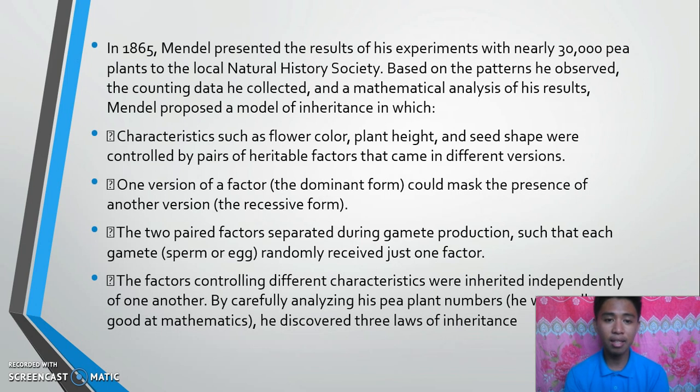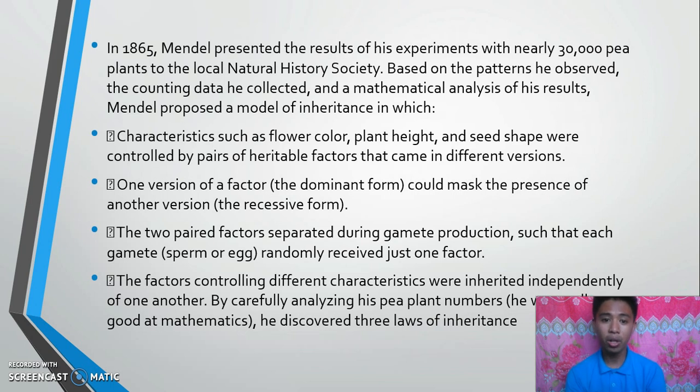In 1865, Mendel presented the results of his experiments with nearly 330,000 pea plants to the local Natural History Society, based on the patterns he observed, the counting data he collected, and a mathematical analysis of his results. Mendel proposed a model of inheritance in which characteristics such as flower color, plant height, and seed shape were controlled by pairs of inheritable factors that came in different versions.